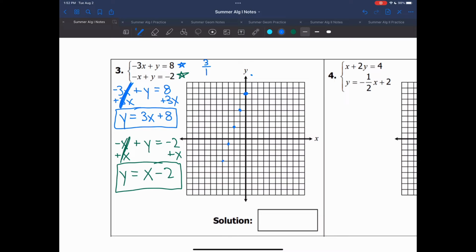1, 2, 3, 1, 2, 3, 1. Okay, so I get points all the way down my page. And then let's draw our straight line through this.